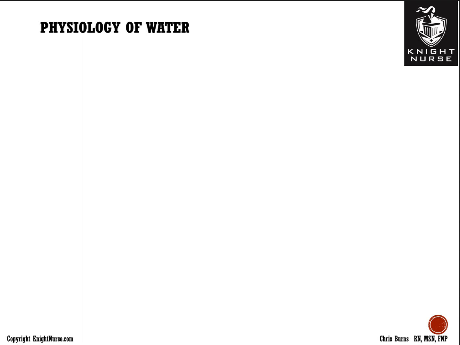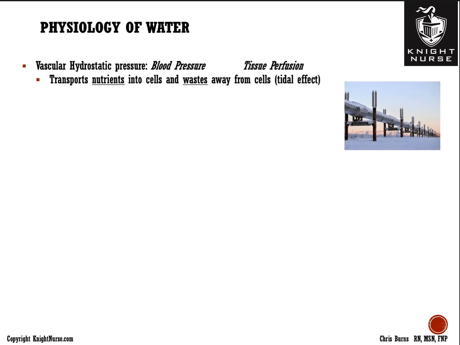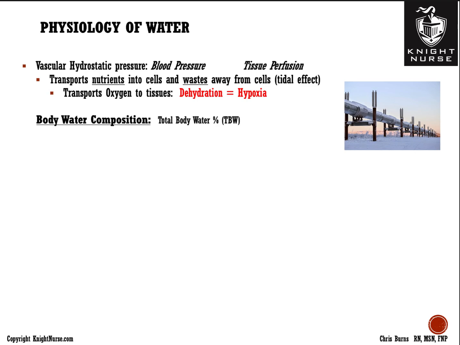So, the physiology of water. What does water do? Water maintains blood pressure. It is the hydrostatic pressure that creates blood pressure and allows for tissue perfusion. It transports nutrients into the cells, and it transports waste out of the cells in a tidal effect that we'll talk about. It transports oxygen into tissues, so whenever you hear dehydration, you have to worry about cellular hypoxia and possibly anaerobic metabolism.